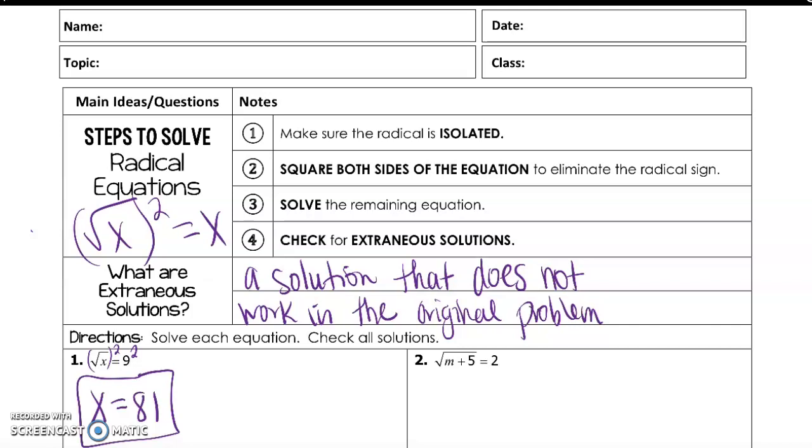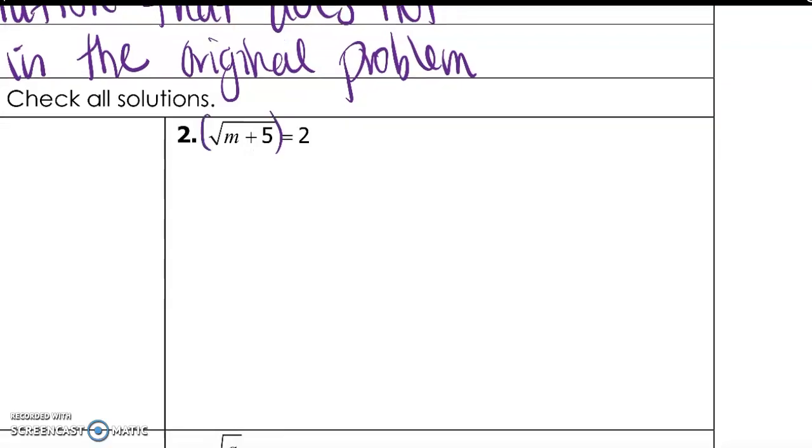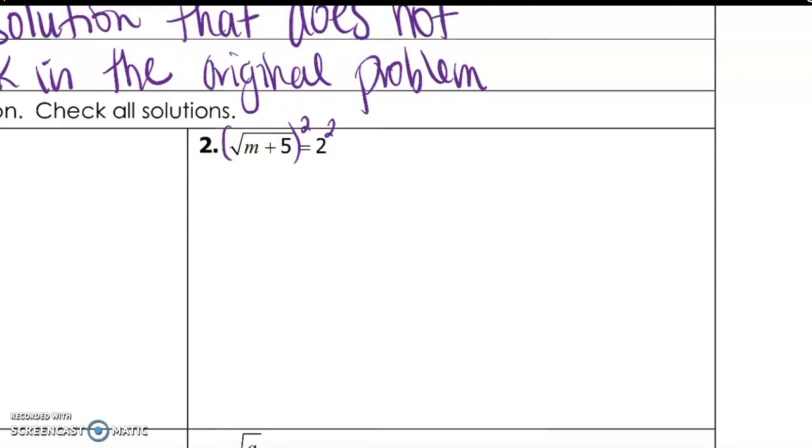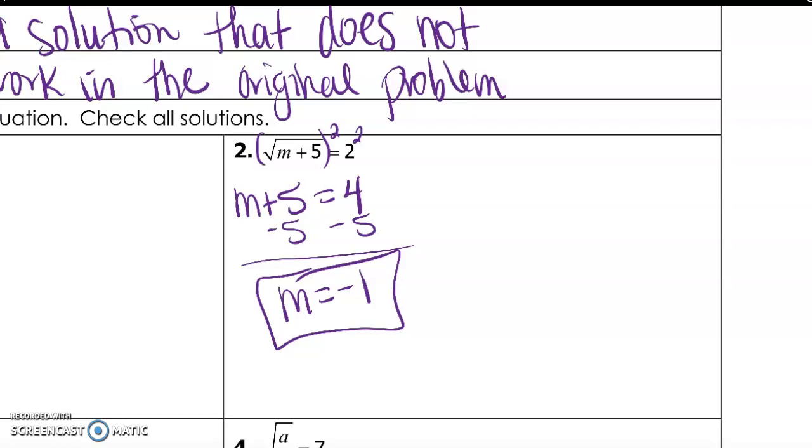back in. So if we look at number 2, the square root is already by itself. There's nothing on the outside, so we can go ahead and square and square. The square root of something squared, those two cancel each other out, so you're just left with m plus 5 equals 4. Then we subtract 5 from both sides. M equals -1. So you would plug that back in. -1 plus 5 is 4. Square root of 4 is 2. So that one does work.